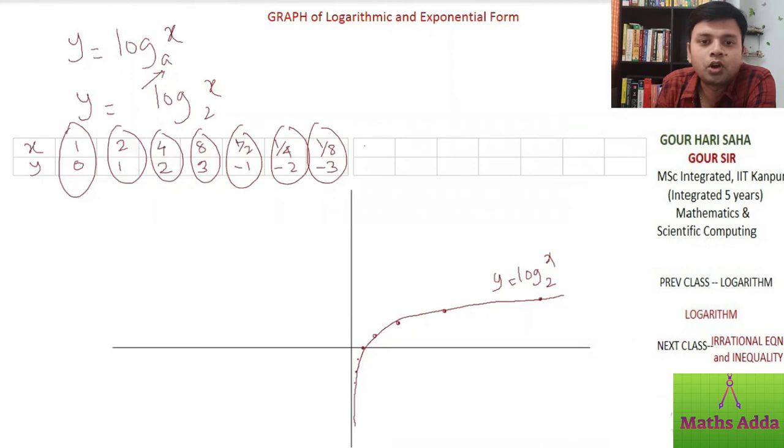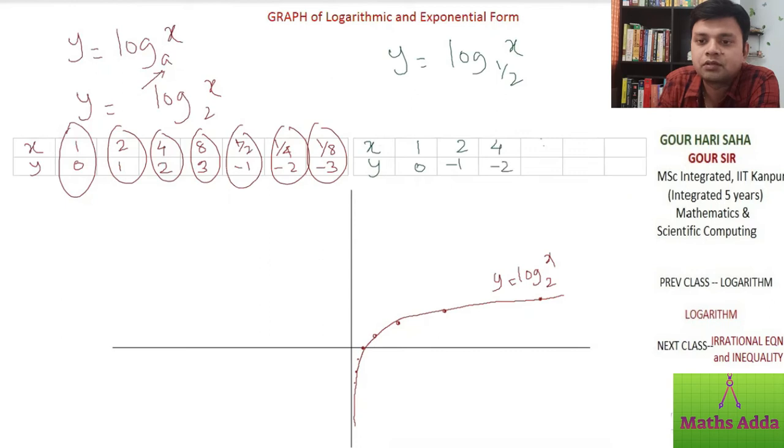Now we will try to plot the graph of log when the base is between 0 and 1. So I am taking y is equal to log of x base half. I put x here, y here. X is equal to 1, it is 0. X is equal to 2, log 2 base half is minus 1. X is equal to 4, log 4 base half is minus 2. X is equal to 8, minus 3. And then 1 by 2, it is 1. 1 by 4, it is 2. If I write 1 by 8, it will be 3. So let us plot it now.